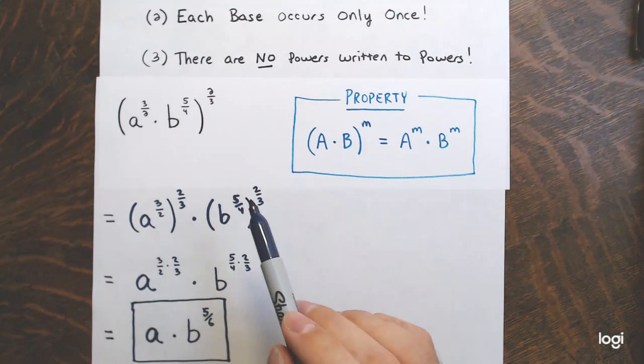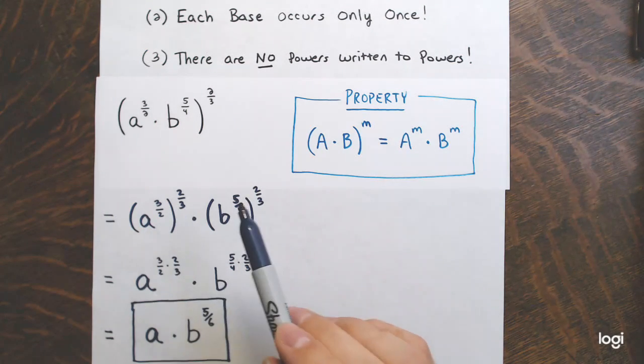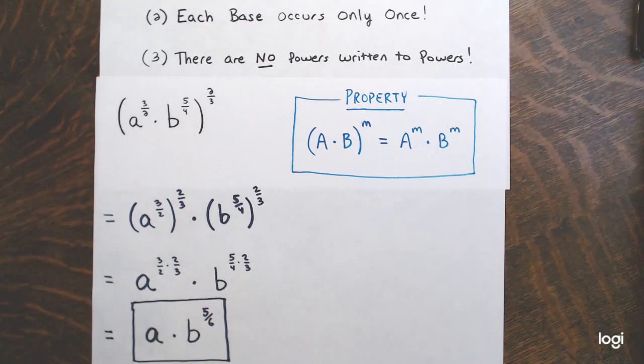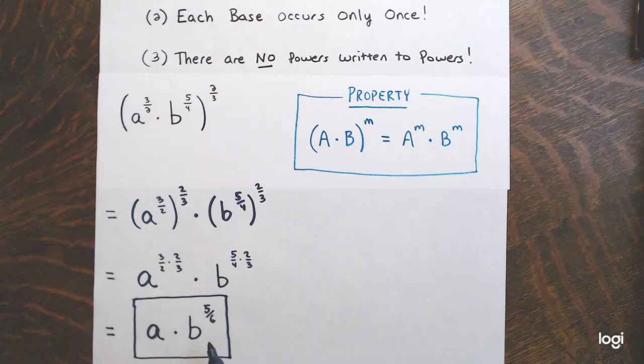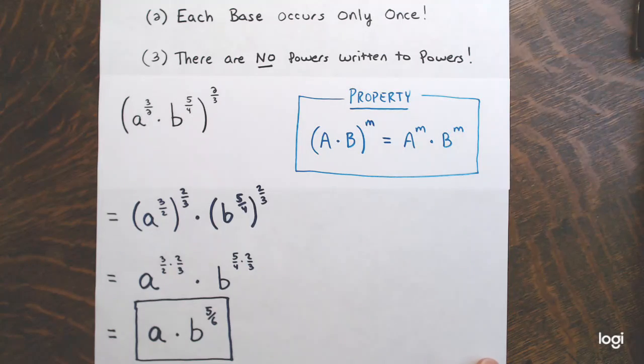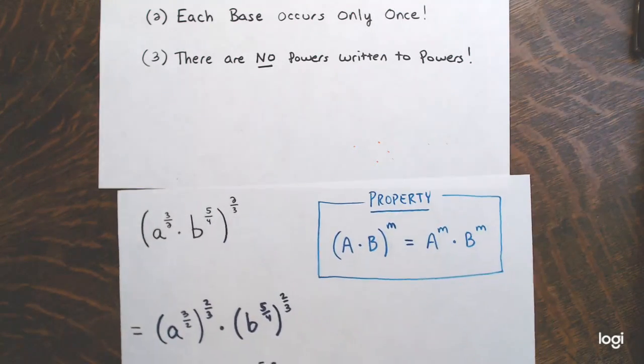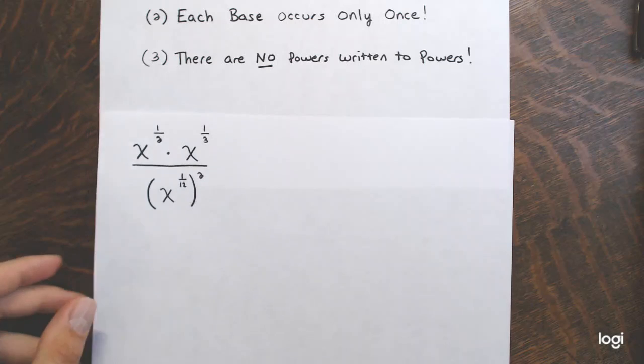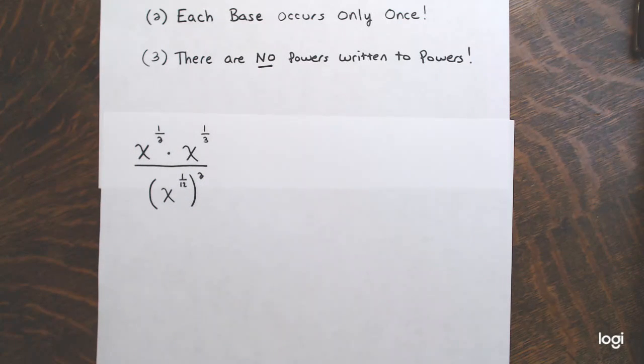Those were up here, right? The 3/2 to the 2/3 and 5/4 to the 2/3. And so this is as simple as it gets. And a and b are again assumed to be positive, so I don't have to worry about whether I need absolute value symbols around these or anything like that. Okay, great. So the next one, all these properties I've been writing are just going to keep on being used. All right, so this one.